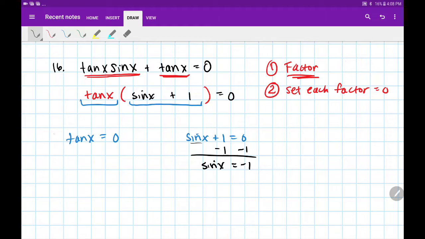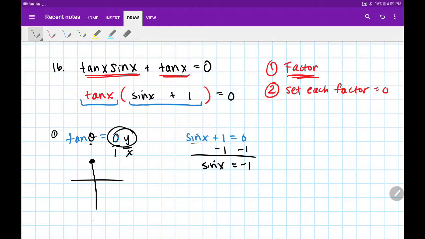Let's start with the first equation. Tangent x equals 0. We actually have to solve for theta, so I'm going to replace that x with theta. We need to know for which angle tangent is equal to 0. As always, we'll write our formula, y over x. Put this over 1. We realize this is an axis angle because we can't have a leg that has a length of 0. So it's an axis angle where y equals 0.